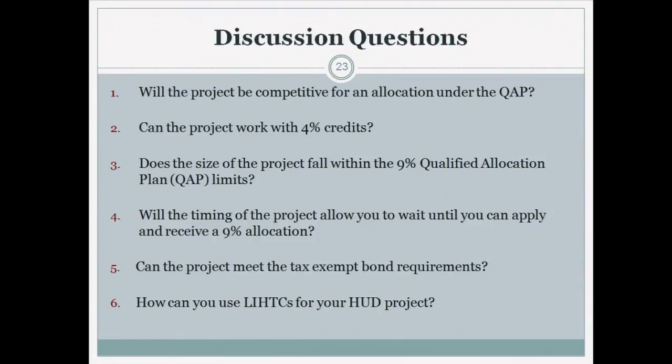If not, we go back to, can the project meet the tax-exempt bond requirements? And that's simply, can it support 50% debt? Can it have 50% debt, which is a minimum requirement in that program? And lastly, just to broadly ask yourself, how can you use tax credits for your HUD project? And again, we would just go through all that.